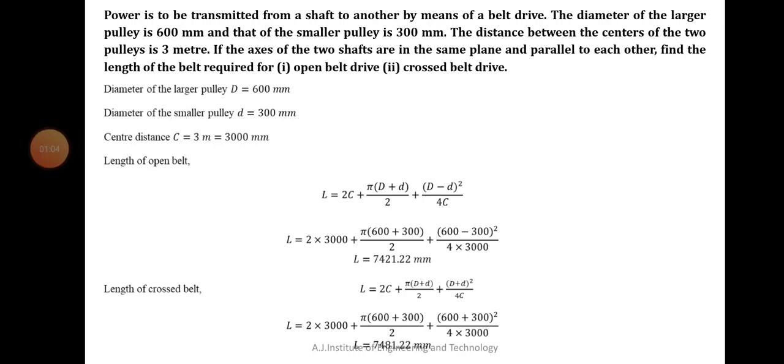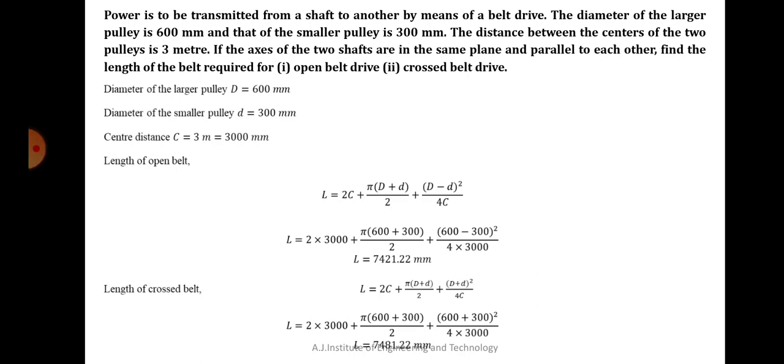Here's the question. Power is to be transmitted from a shaft to another by means of a belt drive. The diameter of the larger pulley is 600 mm and that of the smaller pulley is 300 mm. The distance between the centers of the two pulleys is 3 meters. If the axes of the two shafts are in the same plane and parallel to each other, find the length of the belt required if it's open belt drive or if it is cross belt drive.